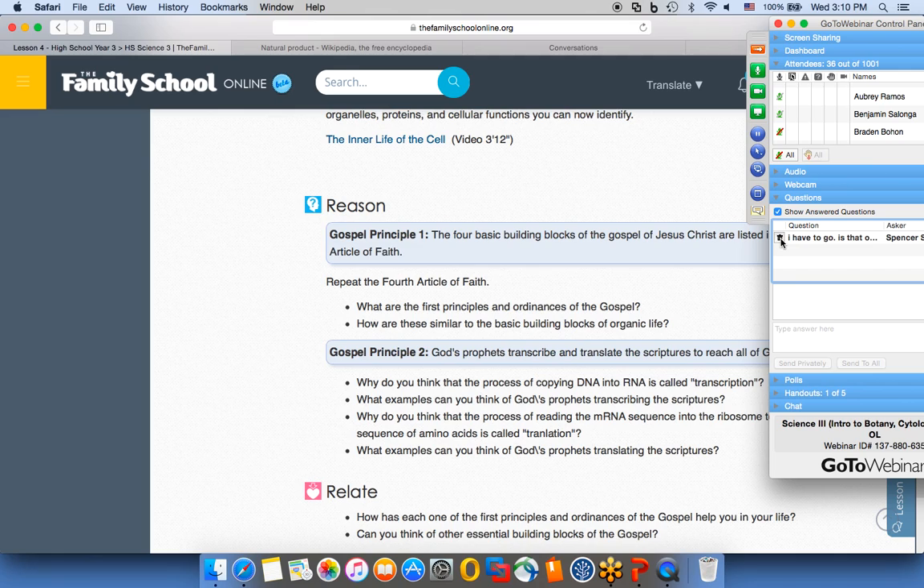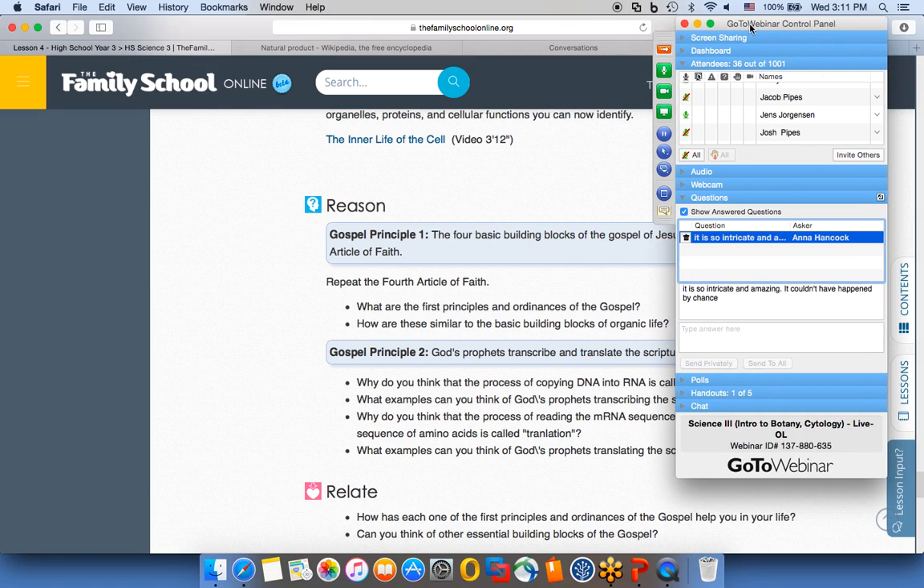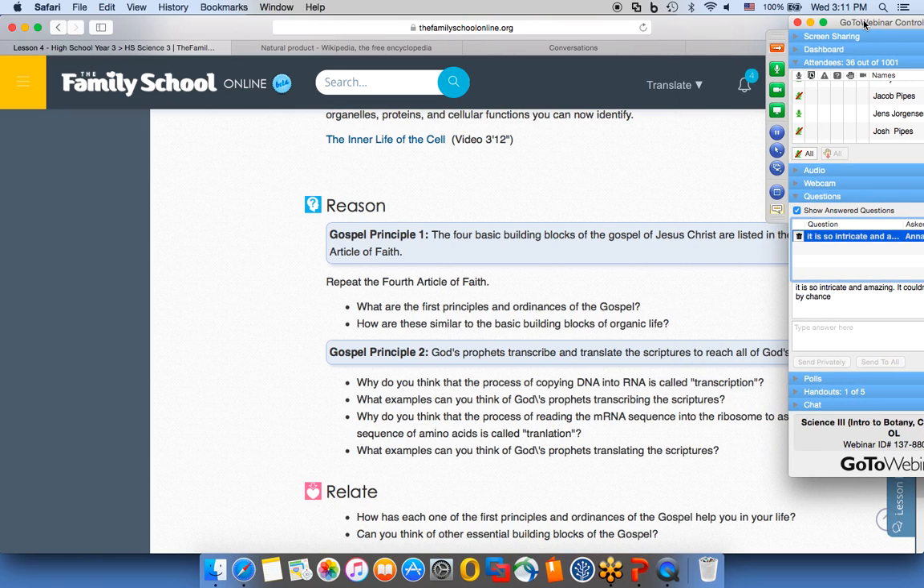And I would like now to invite Jens to say the closing prayer for us. Okay. Jens? Anna says it is so intricate and amazing it couldn't have happened by chance. There's really not a chance of that.